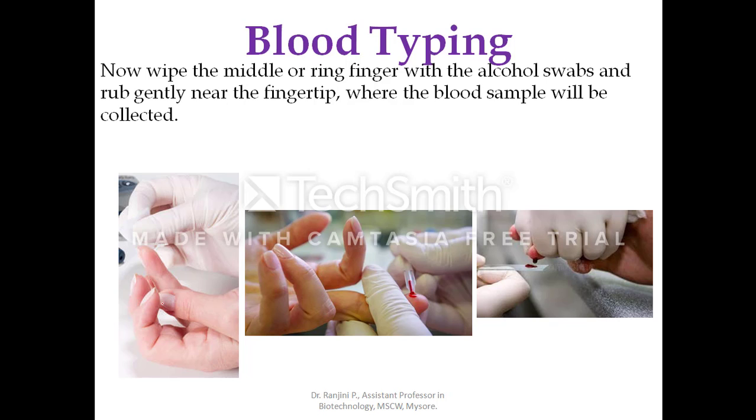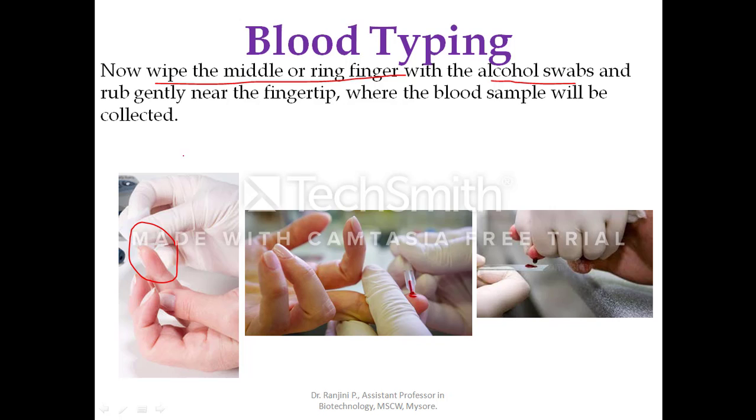How will you be taking the blood sample? Now wipe your middle finger or the ring finger with the alcohol swab. You are wiping the surface of the finger with the alcohol swab. Take the cotton, dip it in 70% alcohol and then wipe the surface of the finger to avoid contamination, or to remove any microorganisms or anything that is present on the surface of your finger.